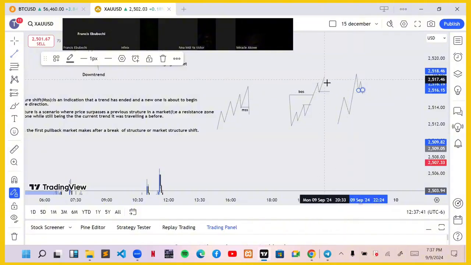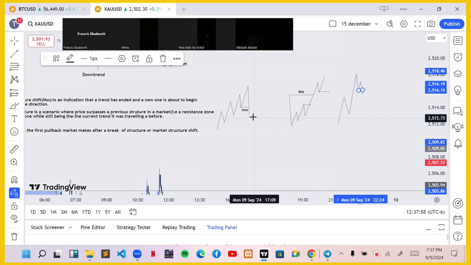Understand? So when market does something like this, it's a trap, basically. It induces price to come down there. So once price comes down, it sweeps off that inducement. So the inducement is a trap in the market. It's the first pullback the market makes after a break of structure or a market structure shift.